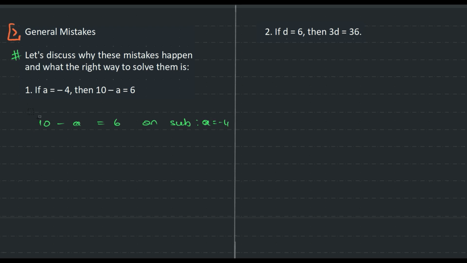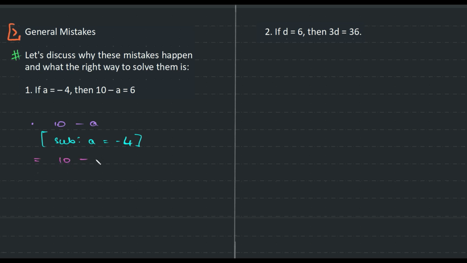Actually, I need not write that. Let me not write that. So why does it happen? Let's look at the actual answer. So 10 minus a is the actual question. On substituting, so we are substituting a as minus 4.